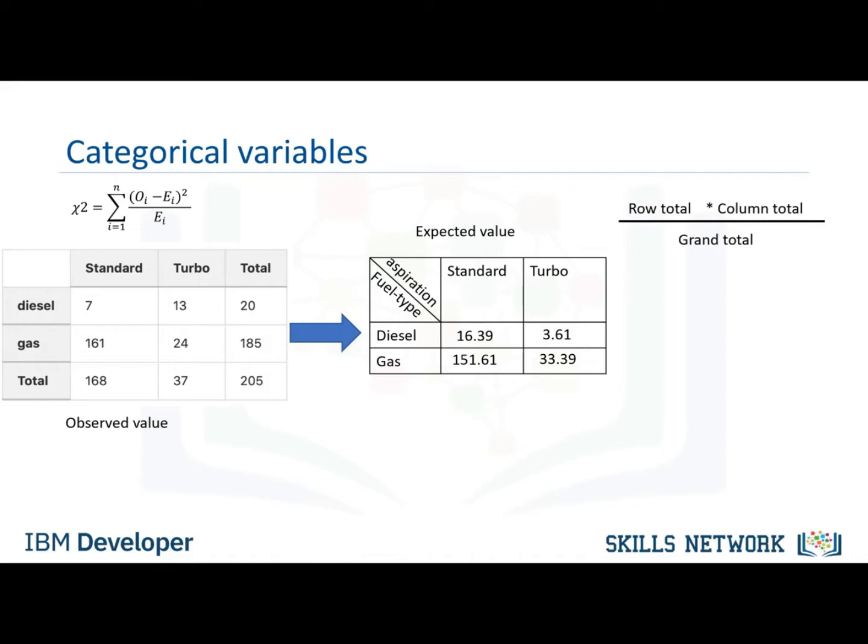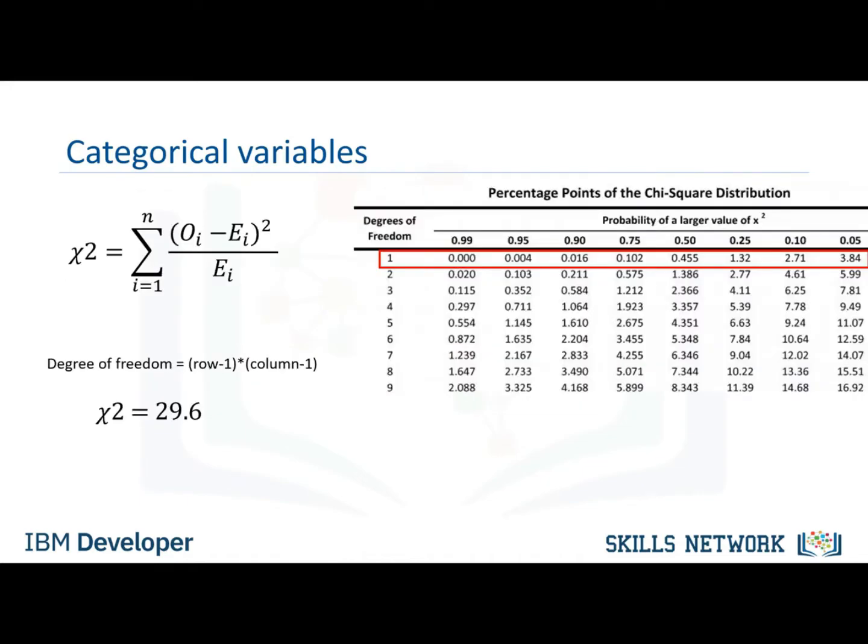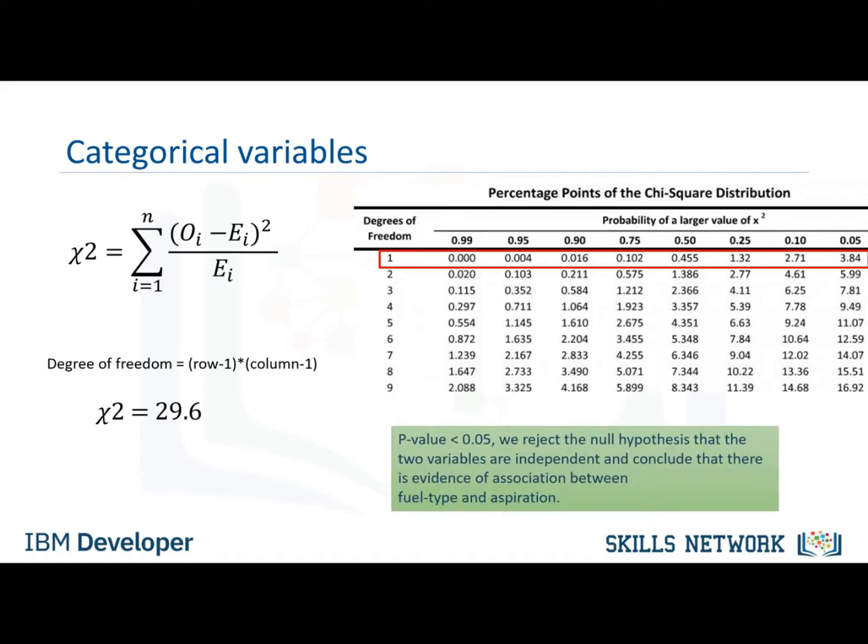If we took the row totals, column totals, and grand total, we will get the same values as the totals of the observed values. Now going back to this formula, if we took a summation of all the observed minus the expected values, all squared, and divided by the expected value, we will get a chi-square value of 29.6. On the chi-square table, we check on the degree of freedom equals one row and find the value closest to 29.6.